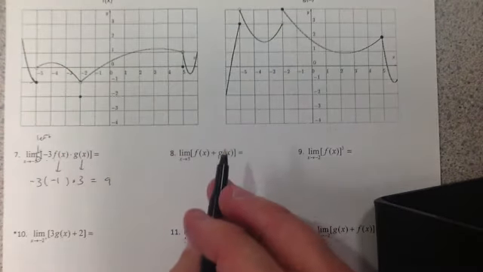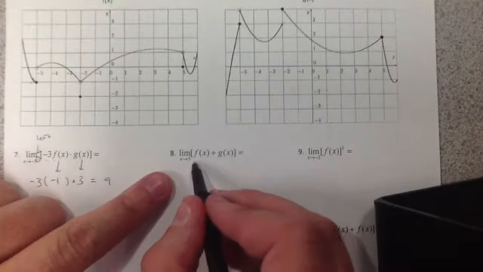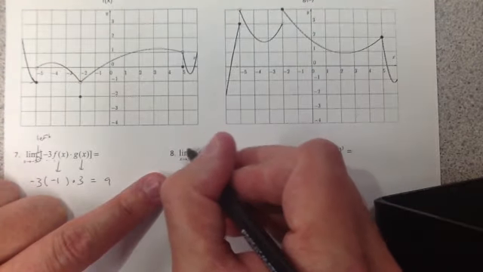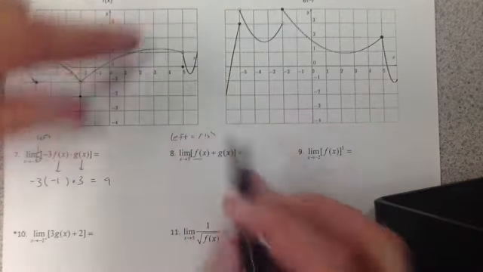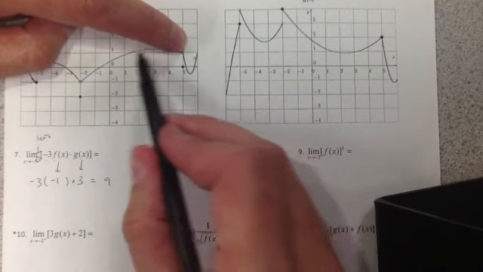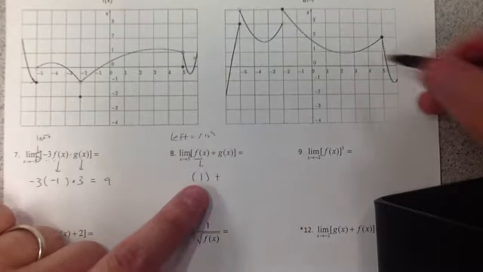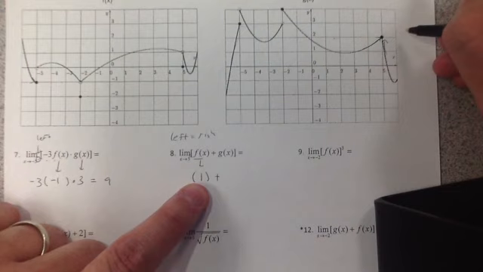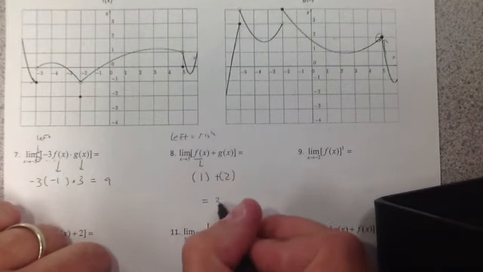Let's try 8. The limit as f of x approaches 5. Well, as we approach 5 on f of x, remember, because there's no sign, we want the left to equal the right. So if I come in from the left, I'm approaching 1. If I come in from the right, we're approaching 1. So this becomes 1 plus g of x if we approach 5. From the left, we're approaching 2. From the right, we're approaching 2. So we are approaching 2 here. And what's 1 plus 2? 3.